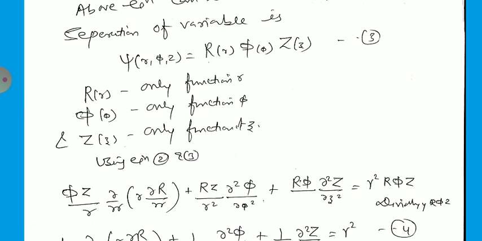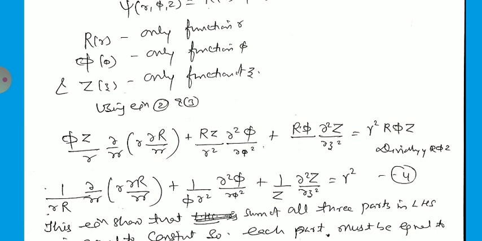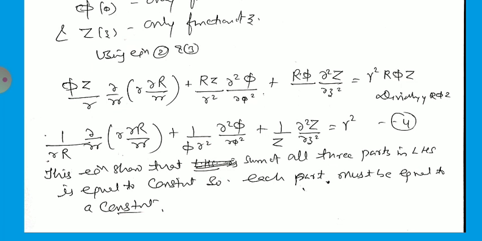Divide by R phi Z on both sides, we obtain 1 divided by small r capital R del by del r multiplied by the small r del capital R by del small r, plus 1 by capital phi r square del square phi by del phi square, plus 1 by Z del square Z by del z square, equal to gamma square. This equation shows that the sum of all three parts on the LHS is equal to a constant. So each part must be equal to a constant. If you multiply by r square on both sides, this will give a constant value.